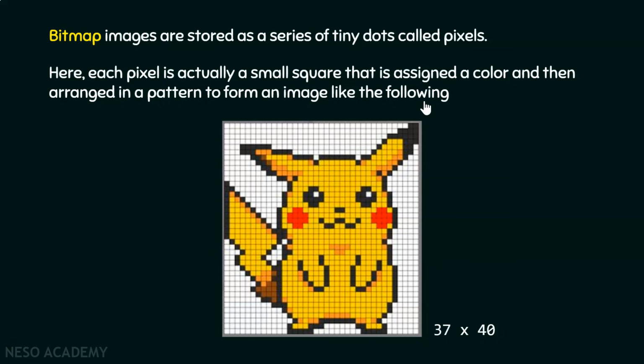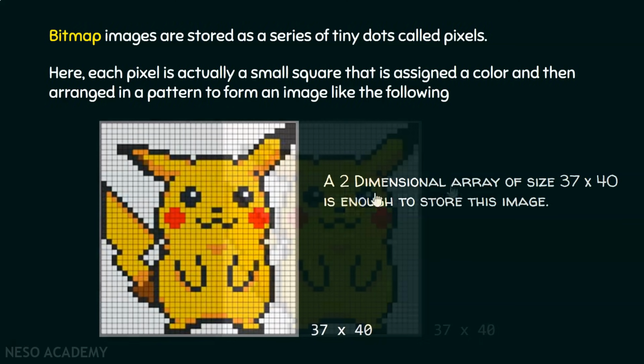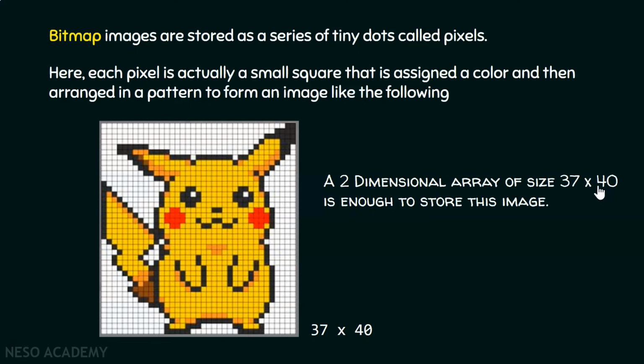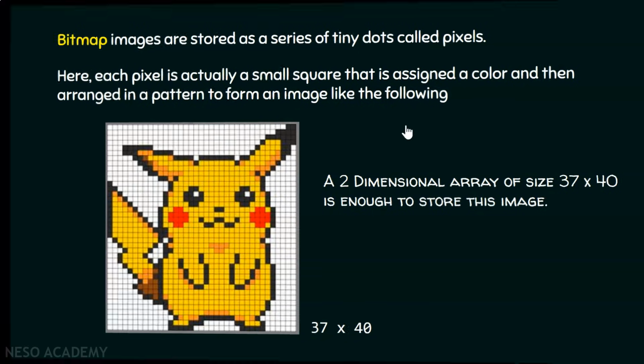So you can think of a two-dimensional array like this. Here in this example it is 37 cross 40. Now within that two-dimensional array you are storing pixel information. That is each pixel color you are storing, and then after that you are arranging it in a systematic way, and finally we get this as a result, that is an image of a Pikachu, right? So a two-dimensional array of size 37 cross 40 is enough to store this image, isn't that so? Now let's see our example number 3.